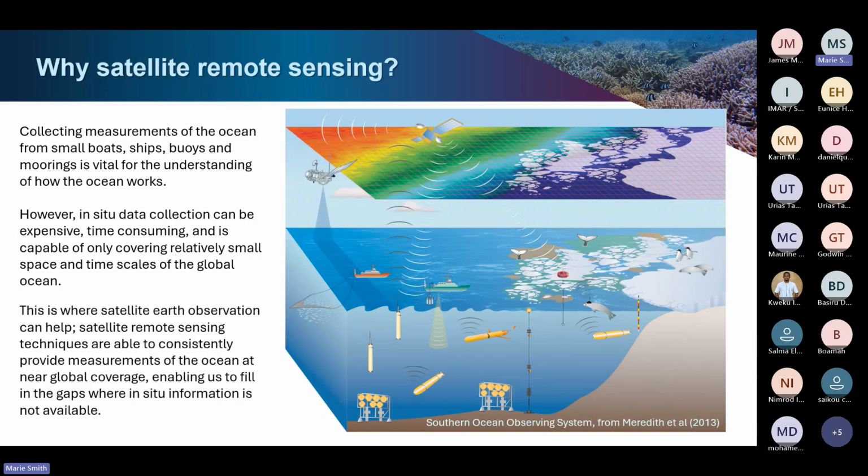So this is where the satellites come in. Remote sensing techniques can help you to fill in the gaps where you don't have the data, or fill in the gaps in areas where data collection is not possible. So basically it provides you with global coverage because it's routinely collected on a daily basis. So you can fill in the gaps where your information is not available.